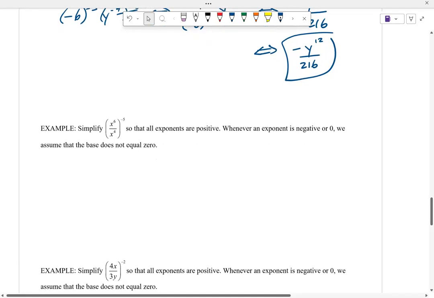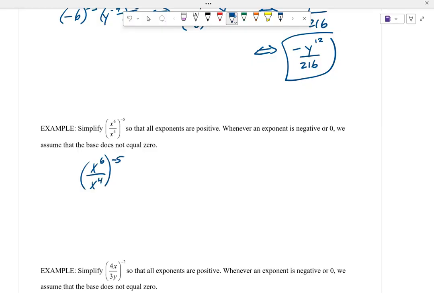Here I would go ahead and take care, since those are the same base, the x to the 6th and x to the 4th, let's simplify that first before I take that to the negative 5 power. So I got 6 x's on top, 4 on the bottom. I'm left with 2 on top. And now I got power of a power, so I got x to the negative 10, which of course is 1 over x to the 10.